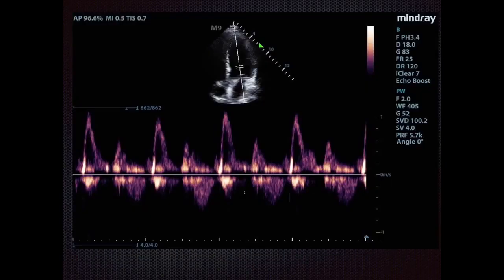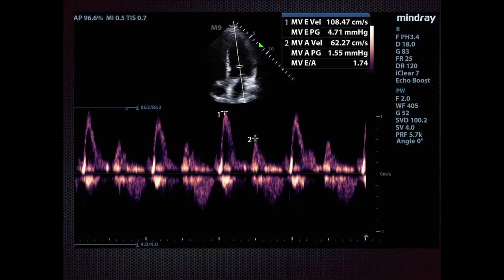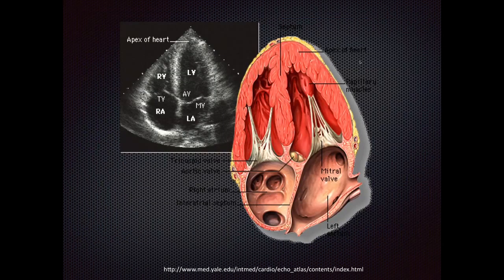What you're going to get then when you activate it is a tracing that looks something like this. The first peak in diastole is the E wave, and the second peak is the A wave. And if we were to measure this out, the E velocity here is 108.5 centimeter per second, and the A velocity here is 62.3 centimeter per second, and the E to A ratio is 1.74. So great, what do these waves mean?